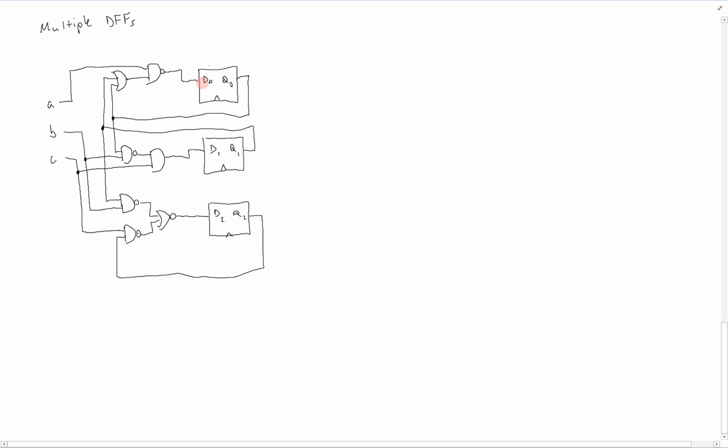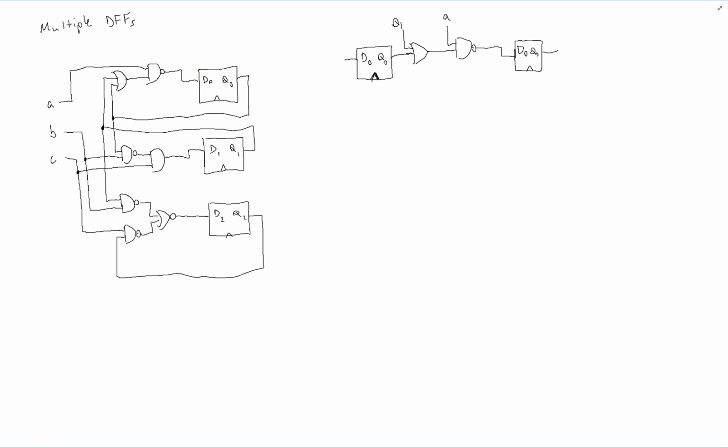If we look at the first flip-flop here, we can see that it has a path going back to itself through this combinational logic. So that path will look something like this, where we have our flip-flop, and then its output Q0 goes through an OR gate, and the other input to the OR gate is going to be the output of the second flip-flop, Q1, which we draw right here. It's coming in from the outside.